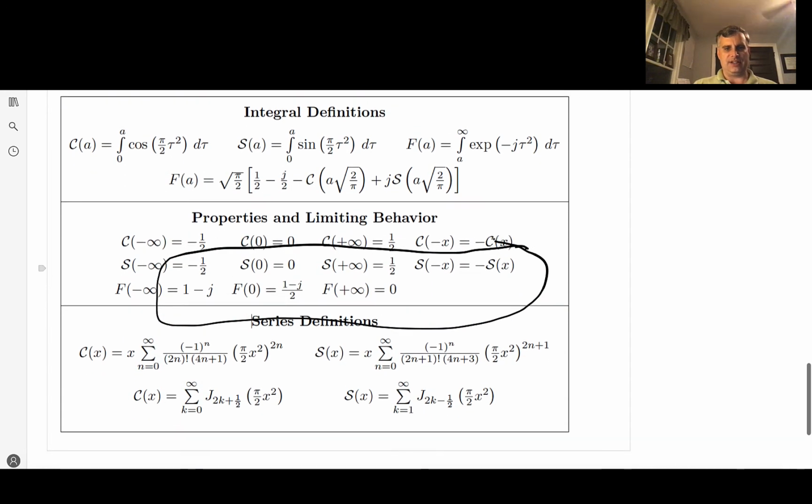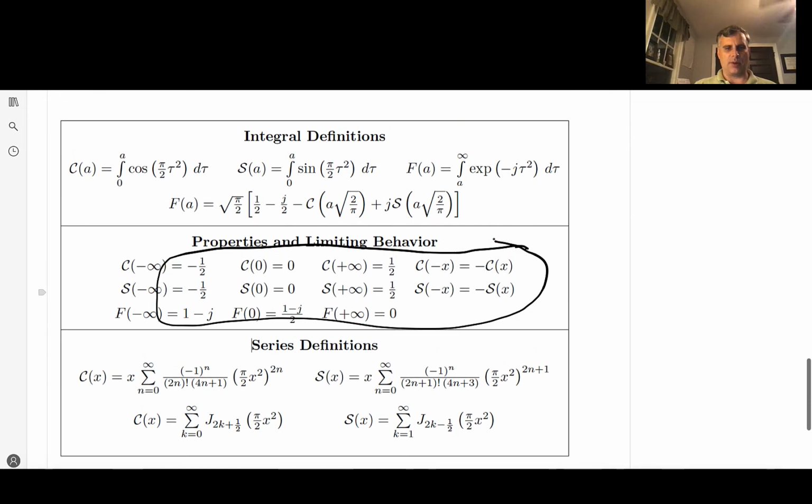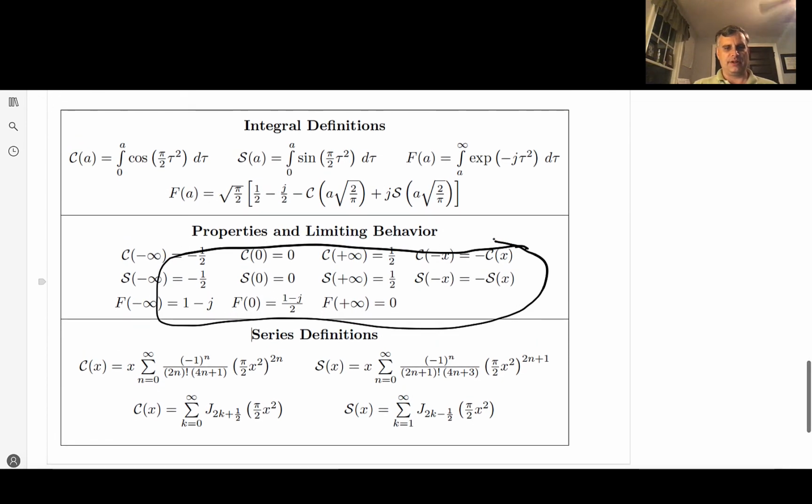And here's a nice set of properties, if you ever need them, for the limiting behavior and the definitions of the integral. And if you ever get really bored, you can play around with these series definitions.